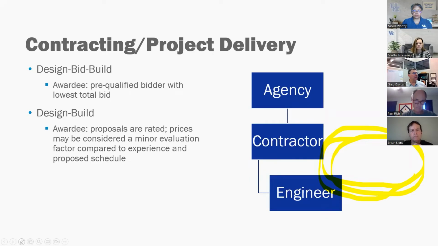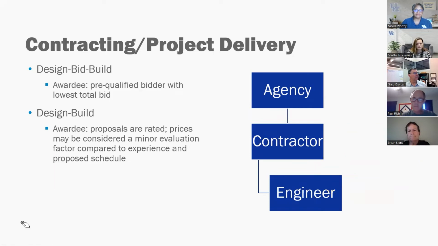In a, let's see if I can delete that mark there. Yeah. So in design build, it's a little different development process. In this instance, an agency hires both the contractor and the engineer who have agreed to work together to implement this project.